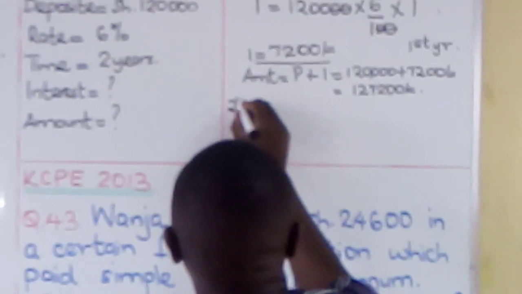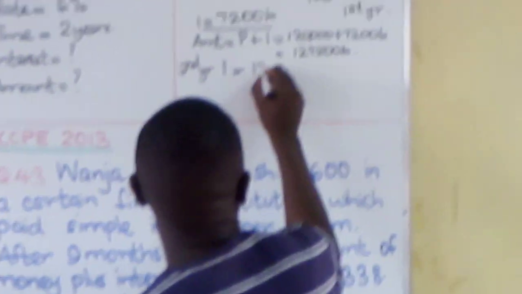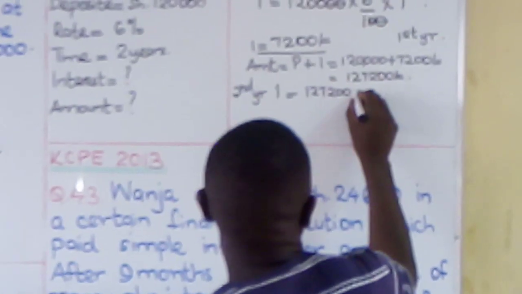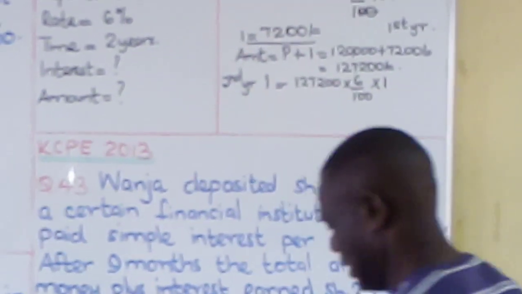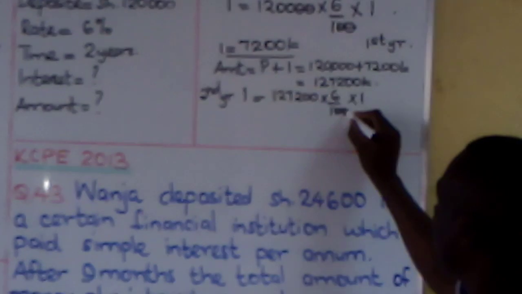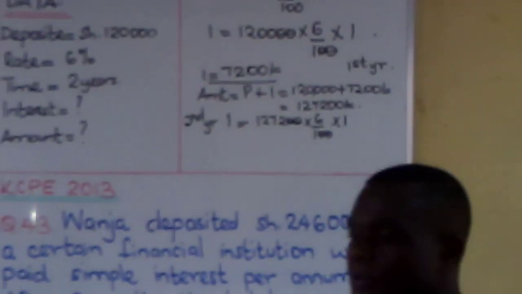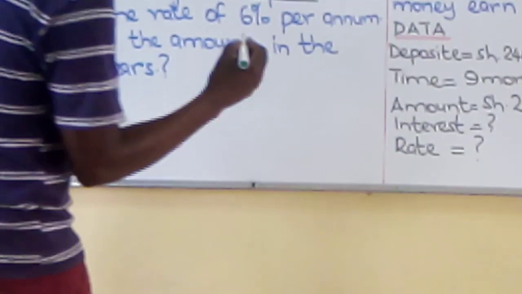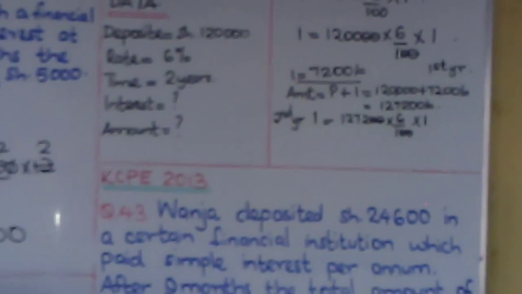So second year interest would be the amount of the first year, which has now become the principal, times the same rate, 6/100 times 1. Remember, it's yearly, annually. So we cancel the zeros and the zeros. Boys and girls, we have to multiply this. Allow me to multiply it from here because there is space. 1,272 multiplied by 6.